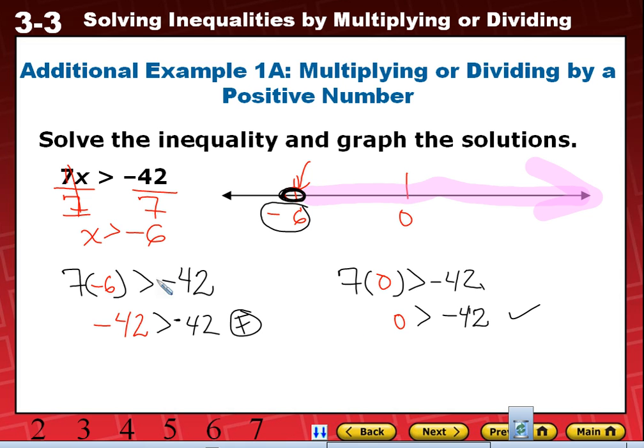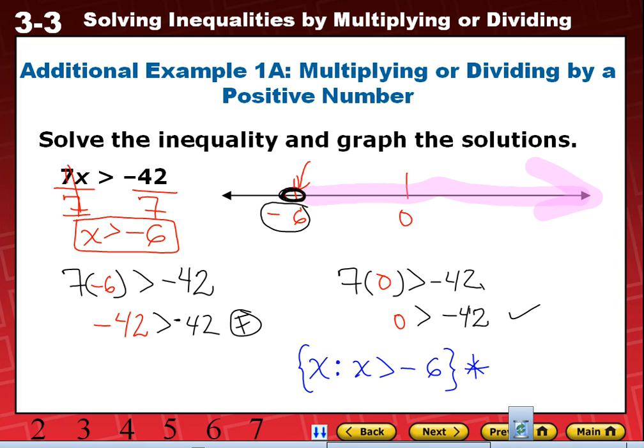So now how would we write our solution set? If this was our solution right here, our solution set will look something like this. I'm going to do that in blue. The set of all x such that, what is our inequality? x is greater than negative 6. And this is our solution set. Okay? All right, let's continue.